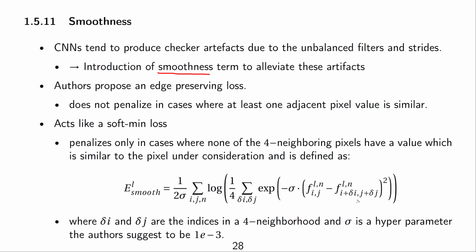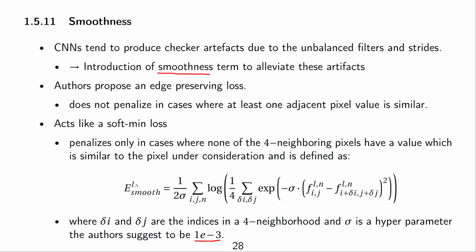So we compute the squared differences to the 4 neighbors, then we multiply by minus sigma, where sigma is a hyperparameter. The authors suggest 1e minus 3, and then we take e to the power of, and then there's an important factor 1 divided by 4. And then the whole thing will compute the logarithm, and that's basically it.